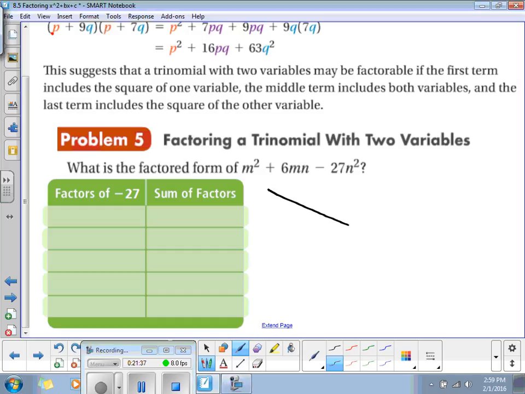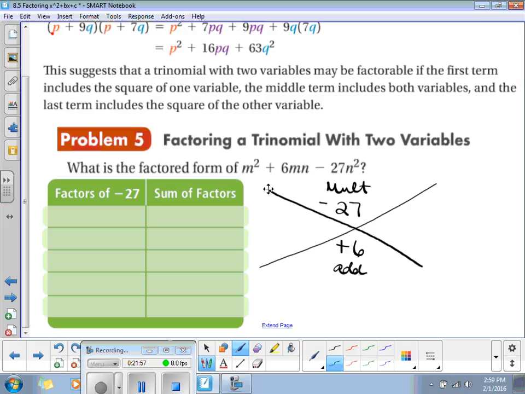Here's our x method. When we multiply, what do we want to get? Negative 27. When we add, we want to get positive 6. Okay? So, here we're going to find the factors of negative 27. So, we've got 1 times 27. And 3 times 9. Anything else? Nope, that's it, right? That's it.